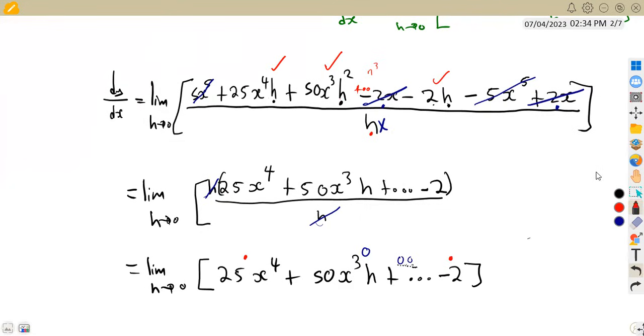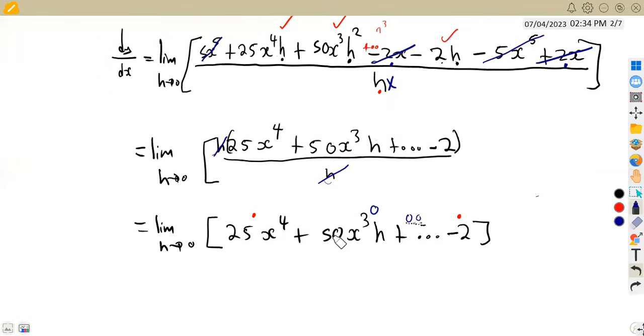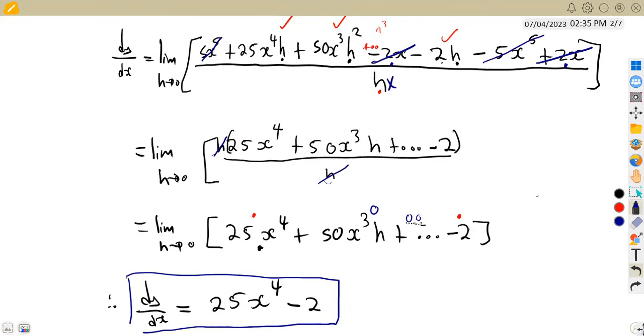Therefore, our first derivative of y with respect to x is going to be given as 25x to the exponent of 4. This is now a 0. There's nothing here. We are now remaining on this part with minus 2. All right, so this is how we can apply our first principles to find the derivative of the given function.